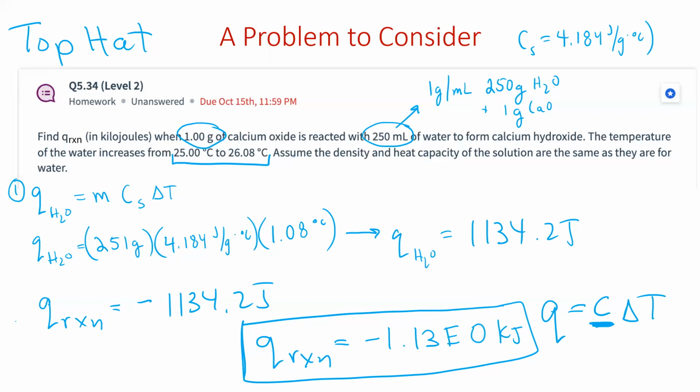To find out for the water, the water goes up in temperature, so the water had to absorb energy. Our delta T is always final minus initial, so 26 minus 25. We're going to have a positive temperature change for our water, so we should have a positive Q for water as well.